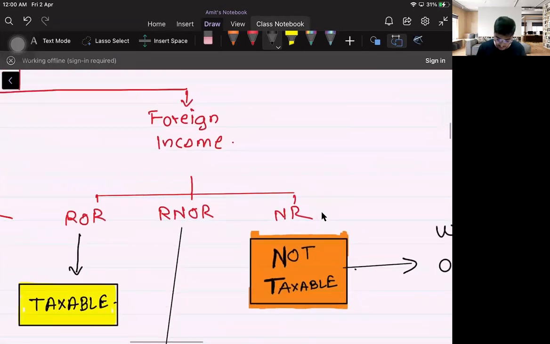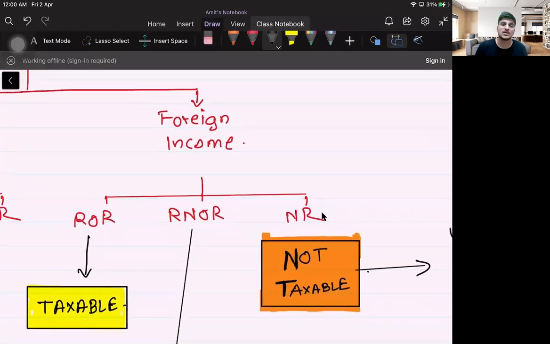But in the case of foreign income, we will have to bifurcate. If it is an ROR earning foreign income, then for ROR it is taxable. Why? Because for ROR, whether it is Indian income or foreign income, both types of incomes are taxable. Because for ROR, his global income will be taxable.